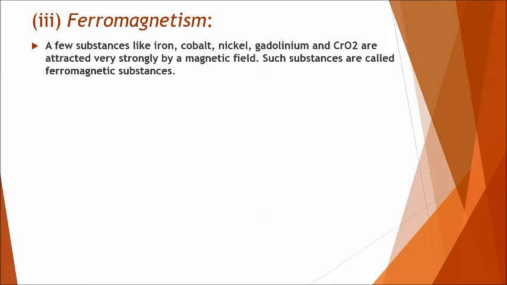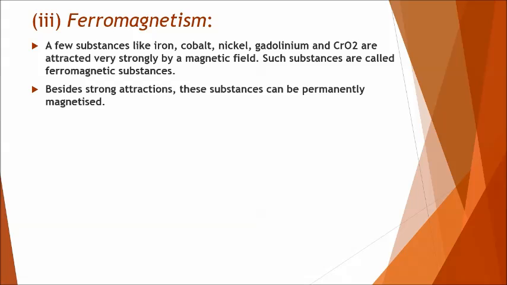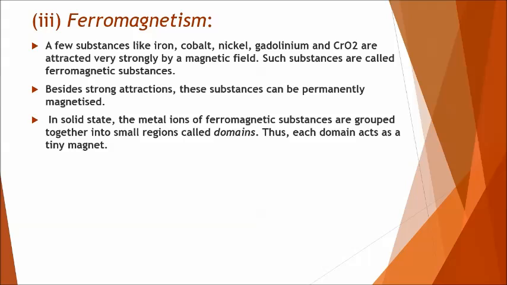Third one is ferromagnetism. A few substances like iron, cobalt, nickel, gadolinium, and CrO2 are attracted very strongly by a magnetic field, and these substances are said to be ferromagnetic substances. Besides strong attraction, these substances can be permanently magnetized. In the solid state, the metal ions of a ferromagnetic substance are grouped together into small regions called domains. Thus, each domain acts as a tiny magnet.